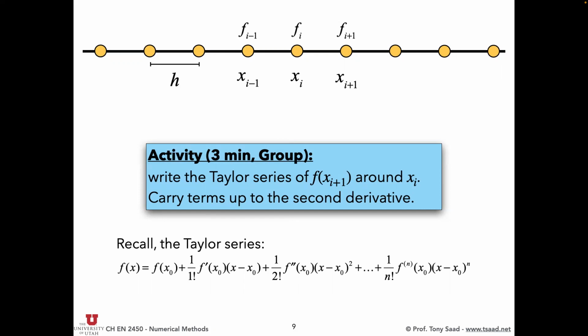Can you do symbolic stuff? This is not a numerical evaluation. This is an analytical expression. I want to know what f of xi plus one looks like around point xi. Remember, our objective was to get to f prime of xi, which we do not know. But first, we're going to write this Taylor series because I promise you that's going to help us find f prime of xi.